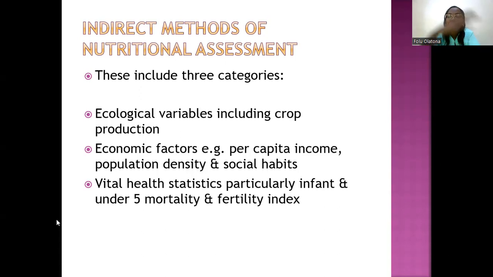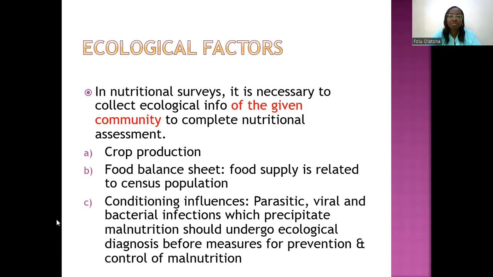Vital statistics is like a product or a result. The first two factors are pre-factors, but vital statistics is a post-factor. So if somebody is not eating enough, the person may not be able to feed the child well, and then the child can die. So infant and under 5 mortality can be a pointer to poor nutritional status. And if people are having 6 children, 8 children, in this economy, for example, you have an idea that such families will suffer poor nutritional status.